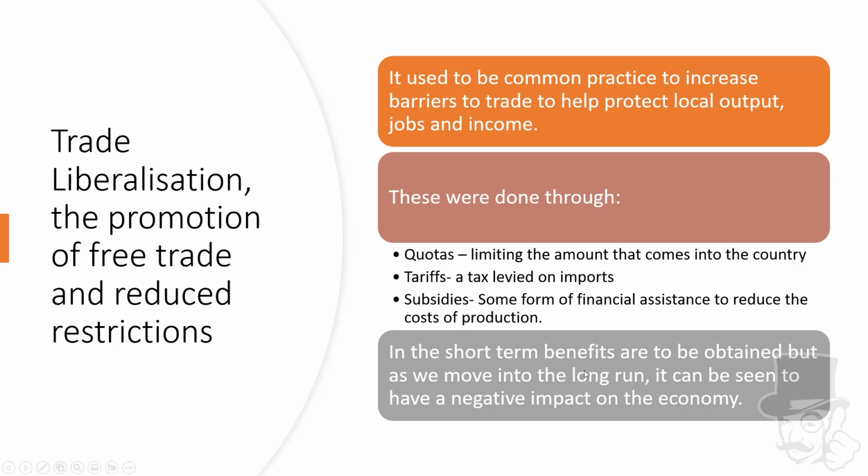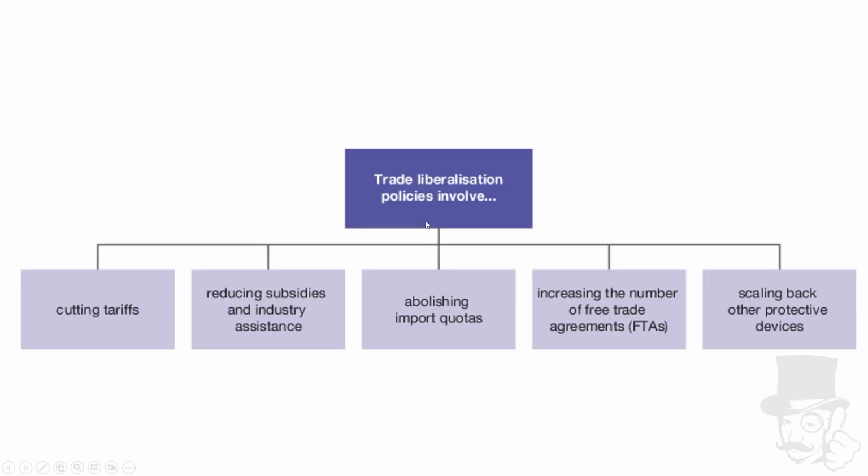So in the short term there was a lot of benefit to be obtained because you're keeping work within Australia, but in the long term it actually made us a lot worse off when we had all these protection measures in place. So trade liberalization involves cutting tariffs, reducing subsidies and industry assistance, abolishing import quotas, increasing the number of free trade agreements and scaling back other protective devices. So making Australians more reliant on themselves in order to survive in the global economy.